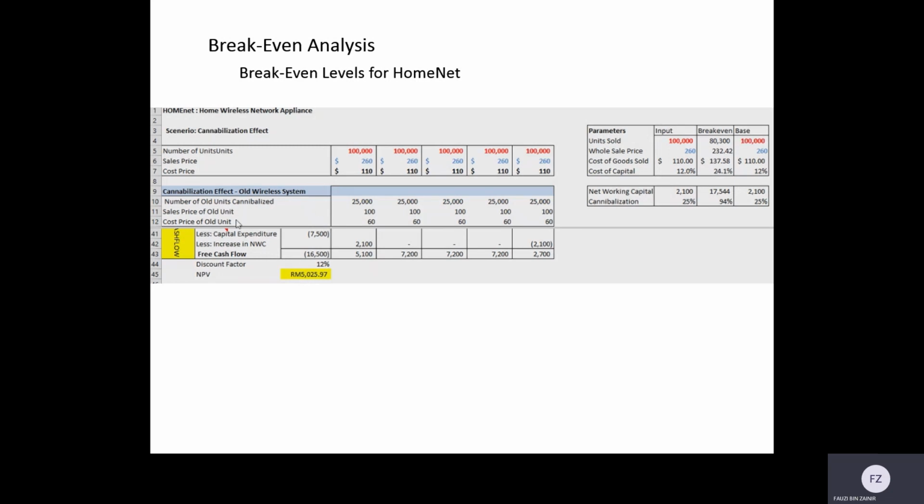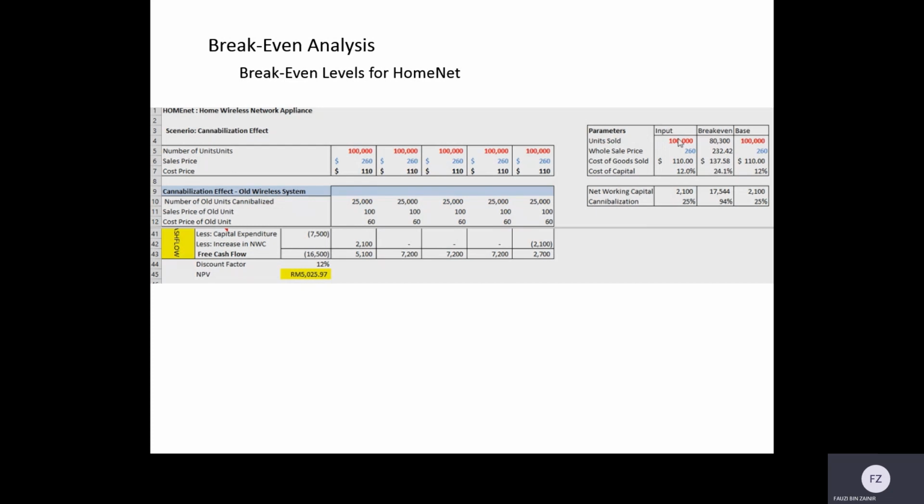Here I split the spreadsheet into two screens, so you've got the upper portion and the bottom portion. The spreadsheet looks kind of awkward because it's been split. This is the bottom half. We're going to see the effect: if I change this input column from 100,000 to 80,300, how is it going to affect the NPV? If the NPV shows zero, the company just breaks even.